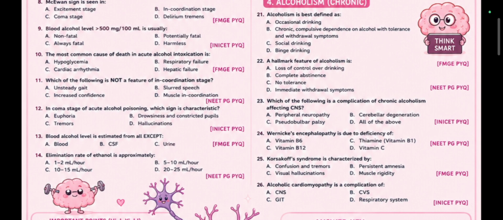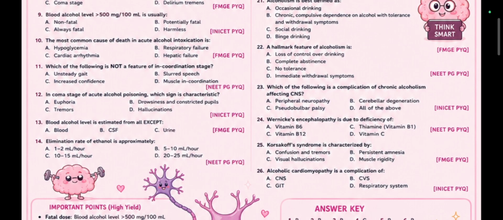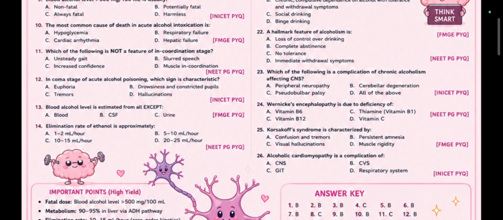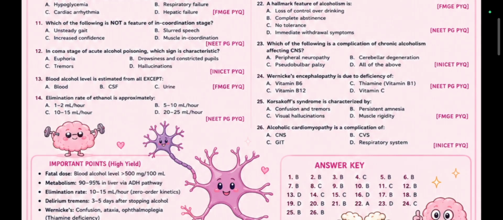Blood alcohol level is estimated from all except... This is an incomplete MCQ, with only A, B, C. I think option D would be the answer, but we don't know what option D is. Yes, blood, CSF, urine, everything. Okay, we'll just skip this MCQ.